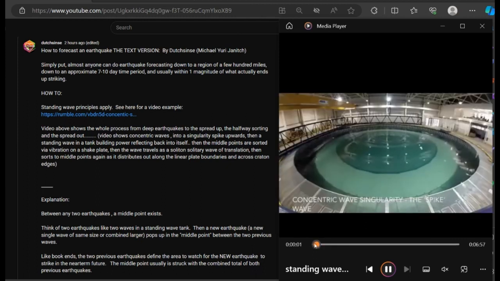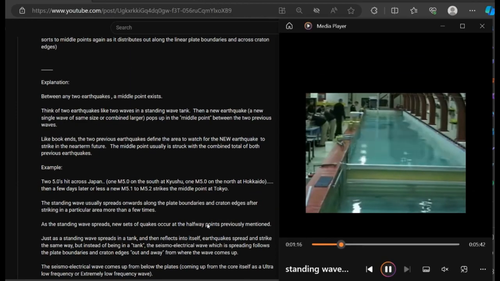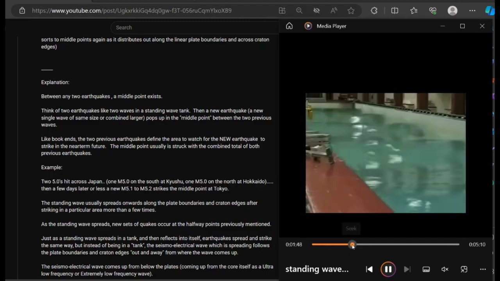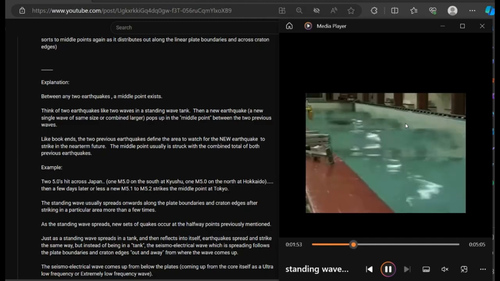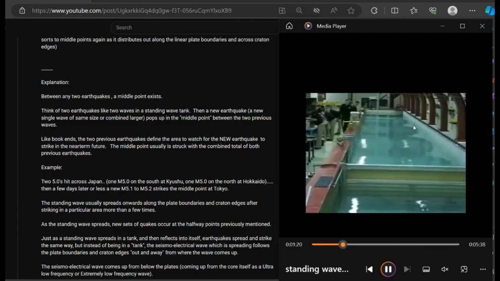Explanation. Between any two earthquakes, a middle point exists. Think of two earthquakes like two waves in a standing wave tank. Then a new earthquake, a new single wave of same size or combined larger, pops up in the middle point between the two previous waves. Like bookends, the two previous earthquakes define the area to watch for the new earthquake to strike in the near-term future. The middle point usually is struck with the combined total of both previous earthquakes.